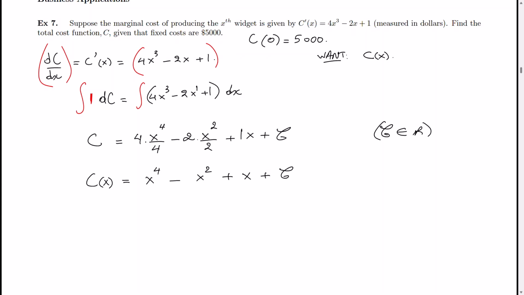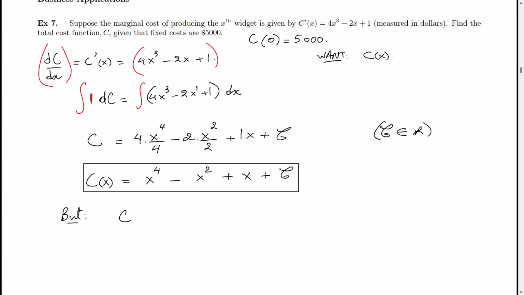So this is normally where the problem ends. However, in this problem, they gave me some extra information. They said when we make 0 widgets, we still have to pay $5,000. So why would they give me this information? They're giving me this information to help me determine what this constant of integration c is. So how does it work? This is saying that I'm supposed to replace x with 0, and the outcome is going to be 5,000. So the cost is 5,000 when the x's are all 0.